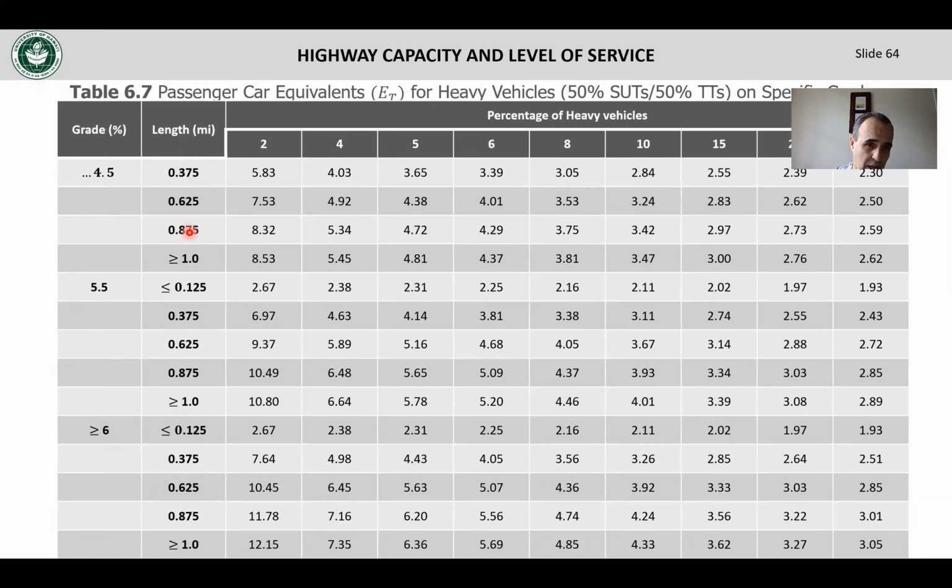And then you have variable lengths and the percentage of trucks, same thing. So something that is interesting here, let's say we choose a grade of 5.5%, and let's say that the length of that grade is almost a mile, 0.875 miles. And let's say the percent of heavy vehicles in my traffic stream is 10% trucks. Since 50% of all the trucks are single unit trucks and 50% are tractor trailers, that means 5% of my total traffic stream corresponds to single unit trucks, and the other 5% corresponds to tractor trailer trucks.